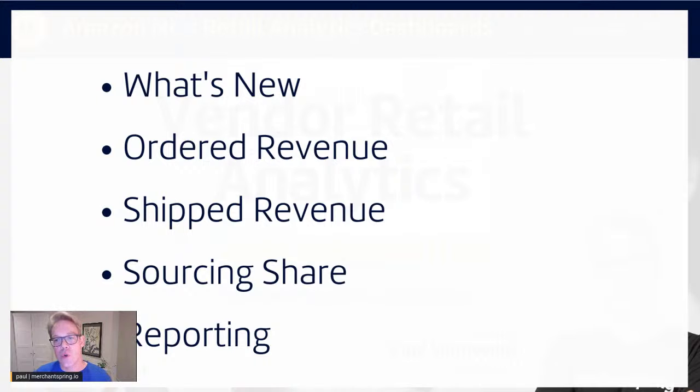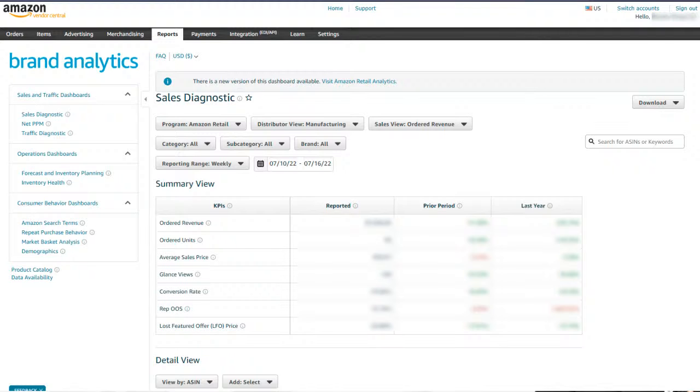So let's jump into what's new. For those of you that are managing Amazon brand stores, Amazon vendor stores and vendor accounts, you would have noticed a change inside Amazon Vendor Central. And particularly this affects the sales reporting piece on your dashboard. A lot of you would have seen these banners pop up saying a new version of the dashboard is now available. Visit Amazon Retail Analytics. This actually means that Amazon is going to take away some of the brand analytics reports that you're used to around sales reporting and replacing it with a new tool called Amazon Retail Analytics.